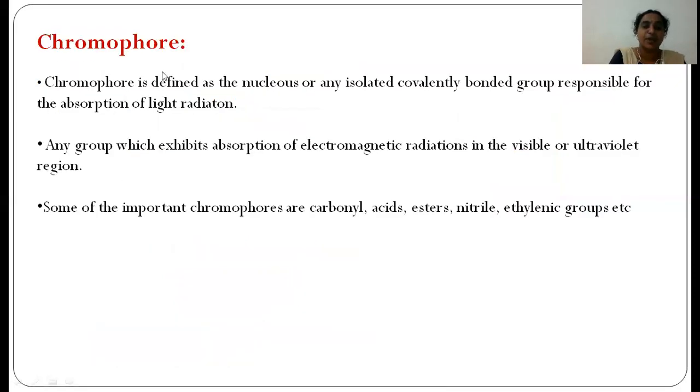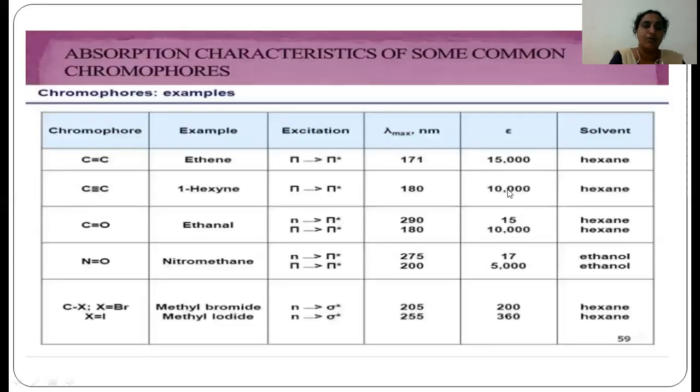In UV spectroscopy, we use some terminologies. The first one is chromophore. A chromophore is a group which exhibits absorption of electromagnetic radiation in the visible or ultraviolet region. That means the group can directly absorb light, either visible light or ultraviolet radiation. Examples of chromophores are carbonyls, acids, esters, nitriles, ethylenes, and similar groups. For example, take the ethylene molecule.